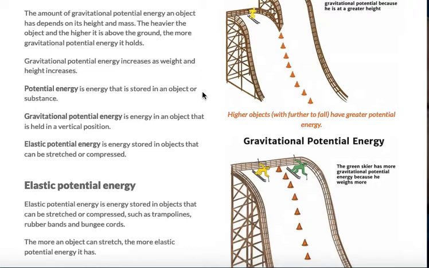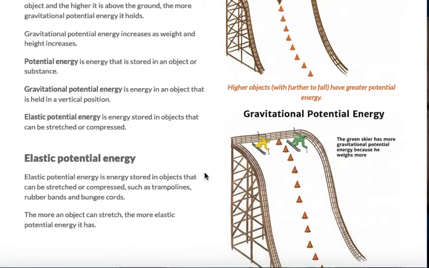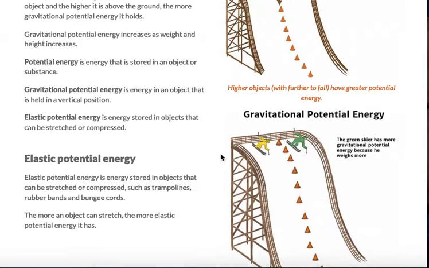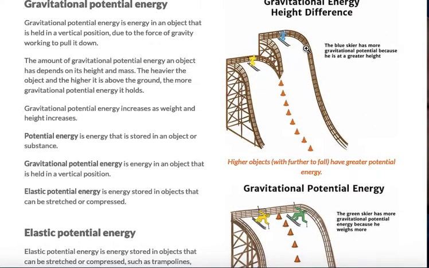Potential energy is energy that's stored in an object or a substance. Gravitational potential energy is energy in an object that is held in a vertical position, and elastic potential energy is energy stored in objects that can be stretched or compressed. It's got a really good picture here. The green skier has more gravitational potential energy because he weighs more. Okay? This one says the blue skier has more gravitational potential energy because he is at a greater height.